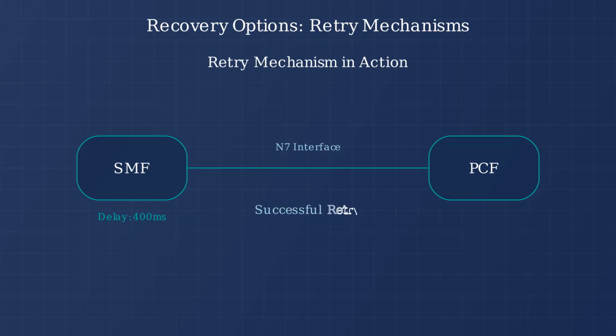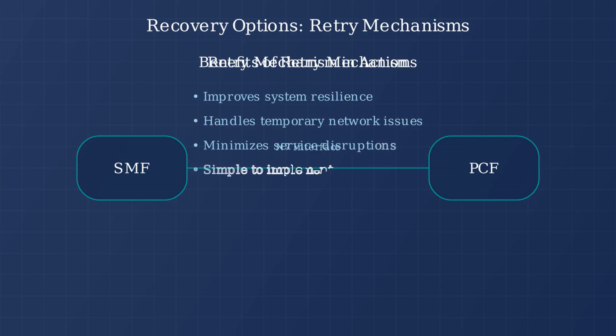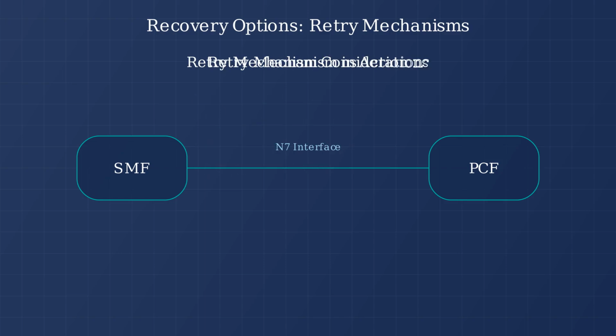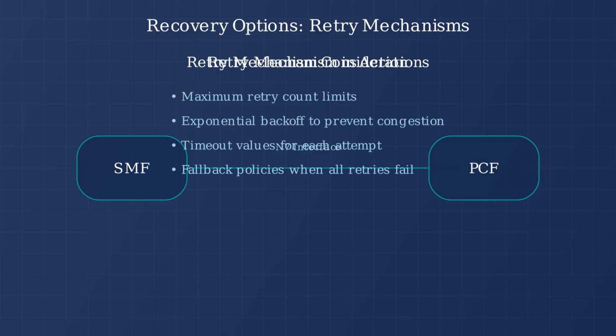After several retry attempts with increasing delays, the SMF eventually succeeds in getting a policy decision from the PCF. Upon successful connection, the PCF provides the policy decision and normal operations resume. Retry mechanisms offer several benefits for 5G networks. They improve system resilience, handle temporary network issues, minimize service disruptions, and are relatively simple to implement. When implementing retry mechanisms, several factors must be considered: maximum retry count limits, exponential backoff to prevent network congestion, appropriate timeout values, and fallback policies for when all retries fail.